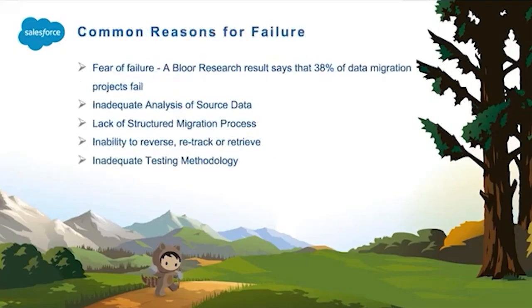Now the common reasons for data migration failure, the fear of failure. One of the recent surveys indicates that 38% of data migration projects normally fail for these common reasons. One is the source data: the team hasn't done a proper analysis of the source data before proceeding with the migration, or the migration process itself is not well defined. Or the third reason is that there is no rollback mechanism in place.